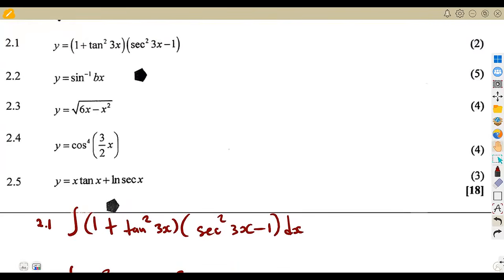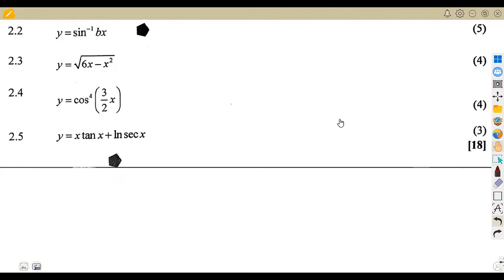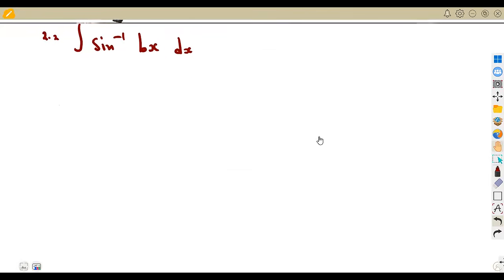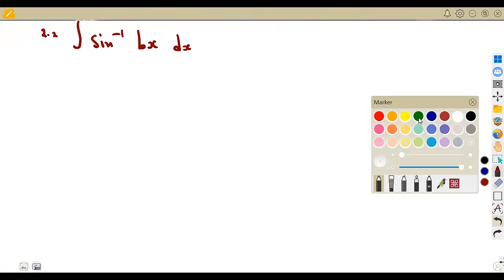Let us check 2.2. On 2.2, we are given, again, to integrate arc sine bx with respect to x. So we are dealing with an inverse trigonometric function. For this type of an inverse, you use what we call by parts. How do you apply by parts?